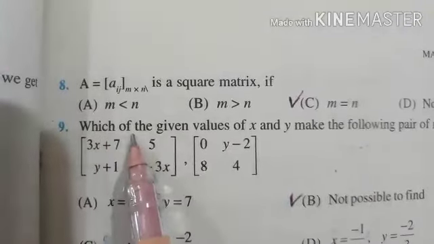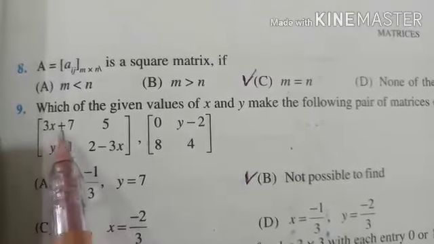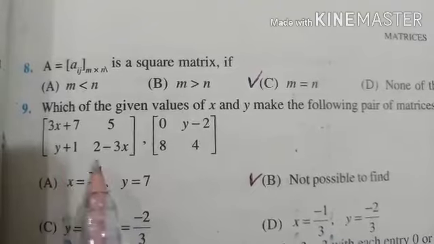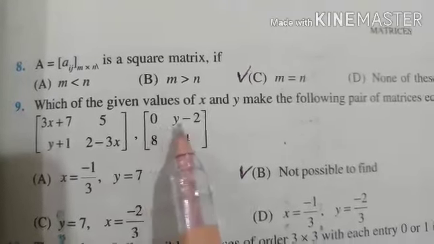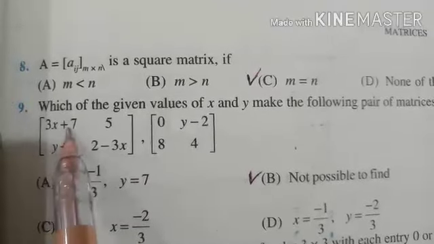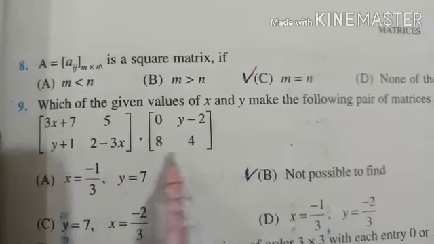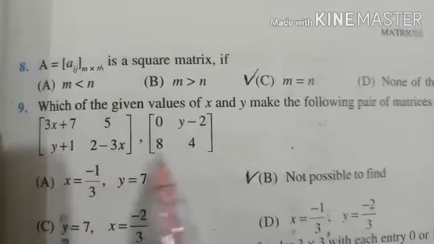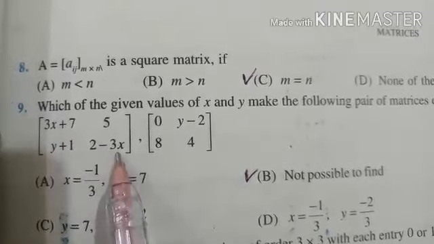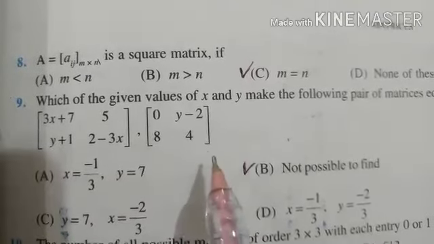Next, number 9. Which of the given values of x and y make the following pair of matrices equal? So here two matrices are given. The first is 3x plus 7, 5, y plus 1, 2 minus 3x, and the second matrix is 0, y minus 2, 8 and 4. So here you compare 3x plus 7 to 0 and find the value of x, and also 2 minus 3x which is equal to 4 and find the value of x. If you get the same value of x from a11 and a22, then it is possible.